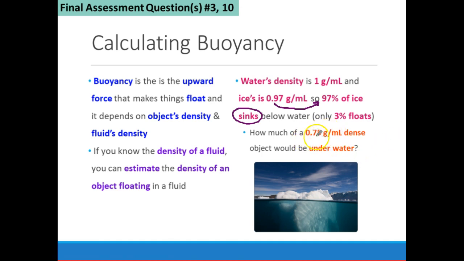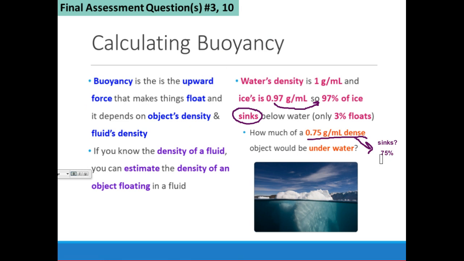Okay, so taking a look down here, for example, if we have an object that's 0.75 grams per milliliter dense, what would that percentage be that sinks? Tell me in the chat box. Turn that into a percentage. Tell me how much sinks. How much will sink? Turn it into a percentage. Yeah, exactly, 75%.